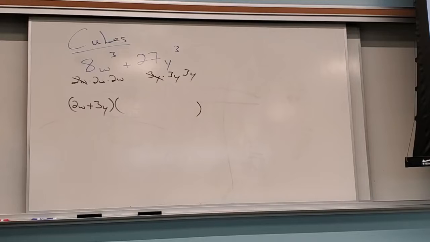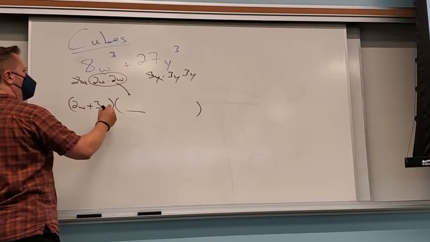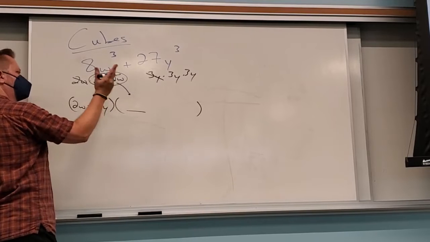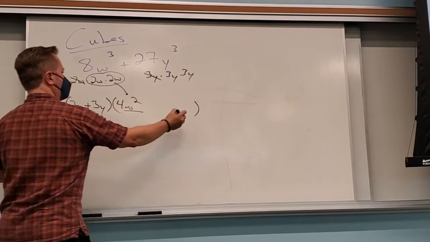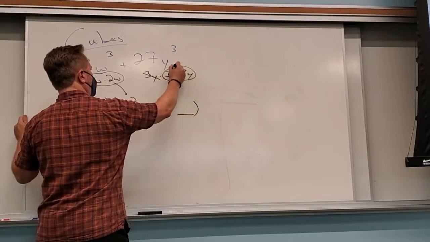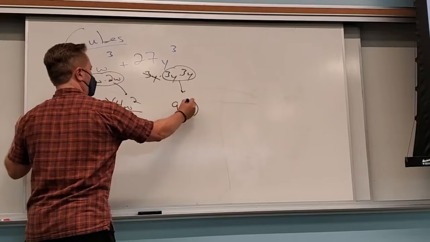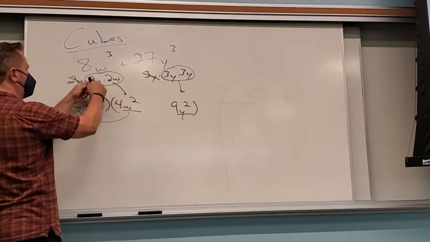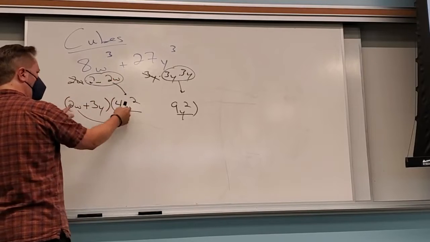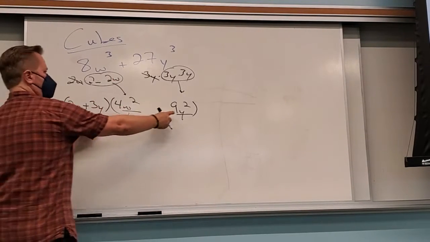Okay. So what has to go here? Well, sort of, but 4w squared. What has to go at the end? 9. And do you see how if I do this, of course I get 8w cubed, because I took 8w cubed, then I put part here, and I put the other part there, so of course it's 8w cubed. Same thing with here.